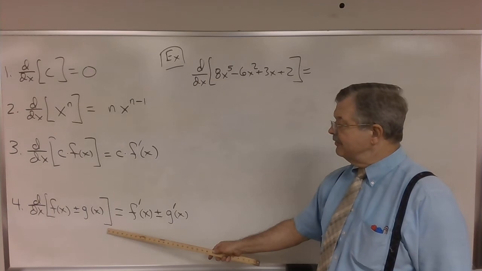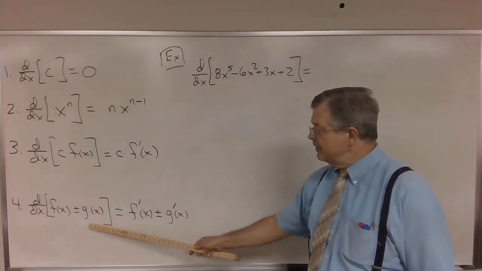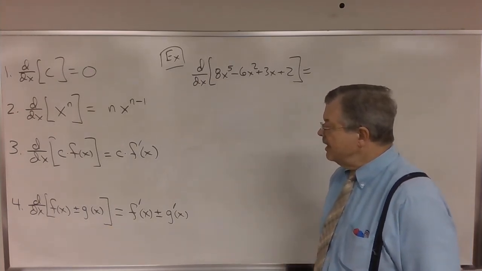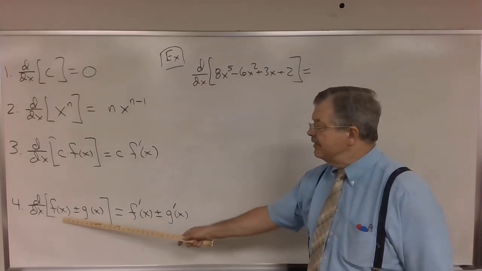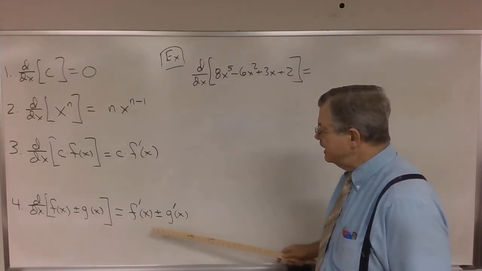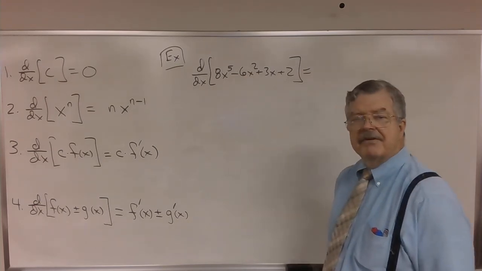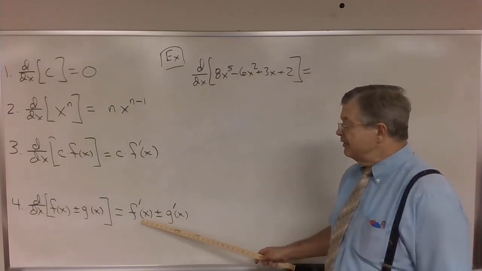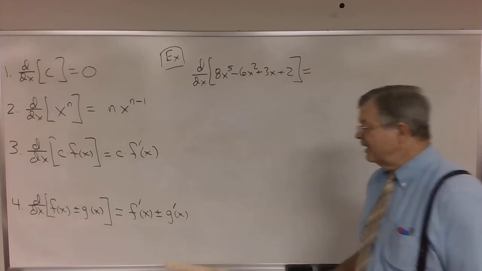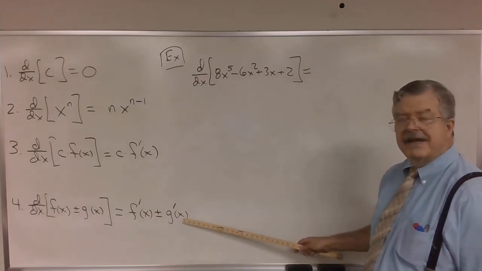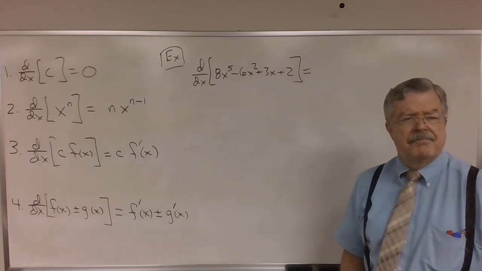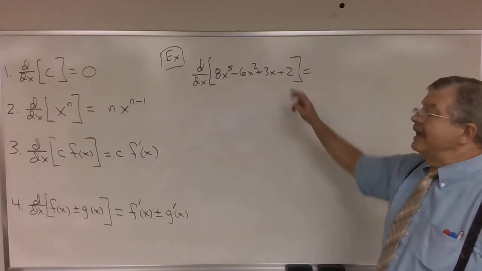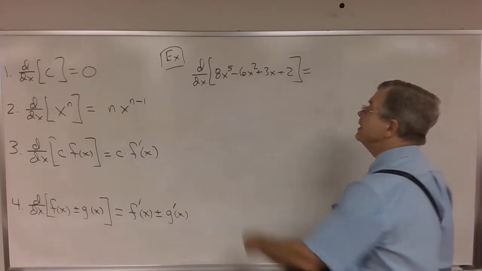Property number 4 says that when we compute the derivative of a sum of functions, we can compute the derivative of each term separately and just add them together. In other words, compute the derivative of the first term, compute the derivative of the second term, and so forth, and then just add them together when we're done. So let's apply that to this exercise.